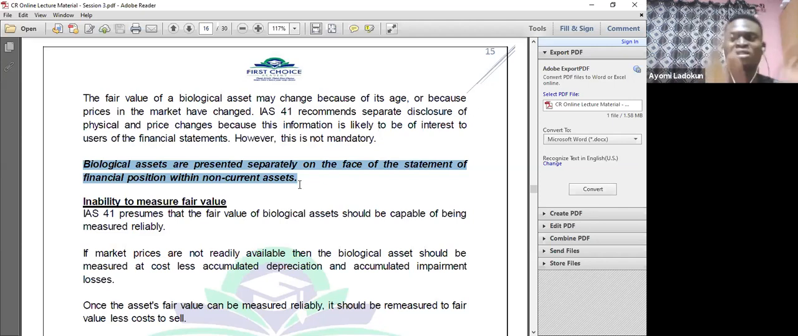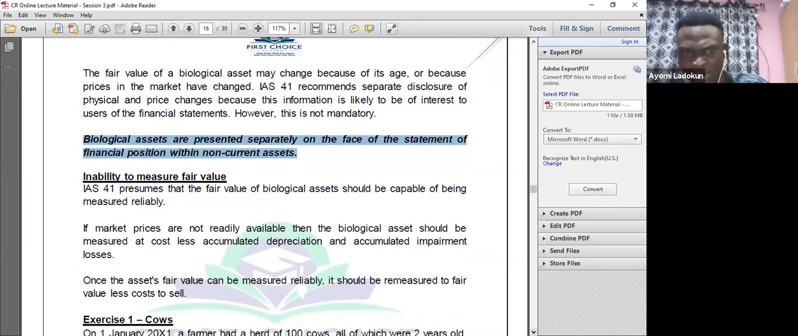You lump everything up into your PPE, so you just say property, plant, and equipment on the financial statement. But here you have to show it separately by saying biological asset. Don't forget, biological assets are living plants or animals. Okay, now let's look at this.